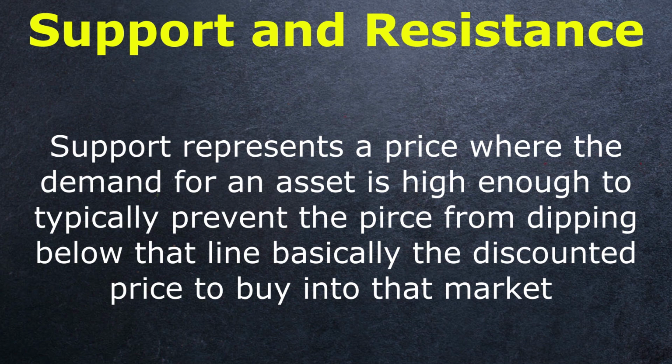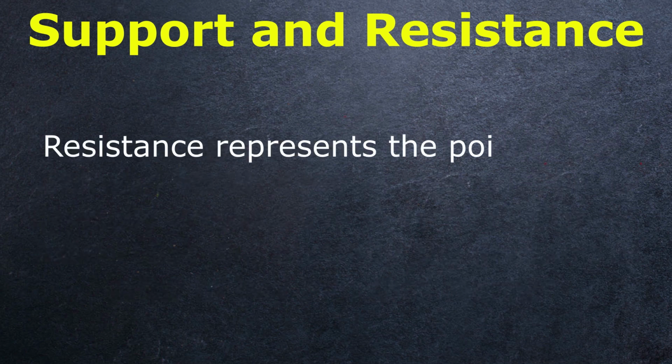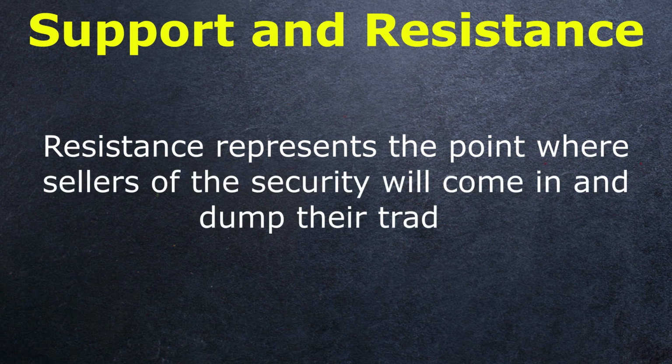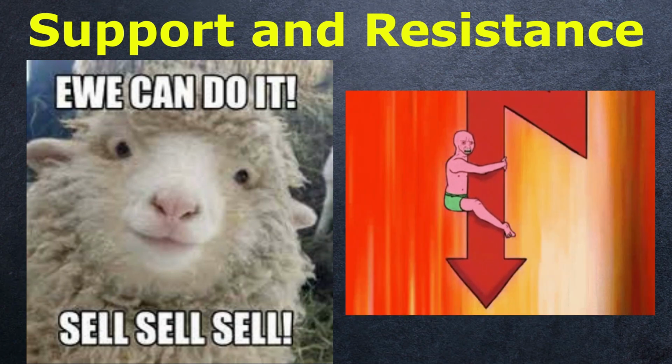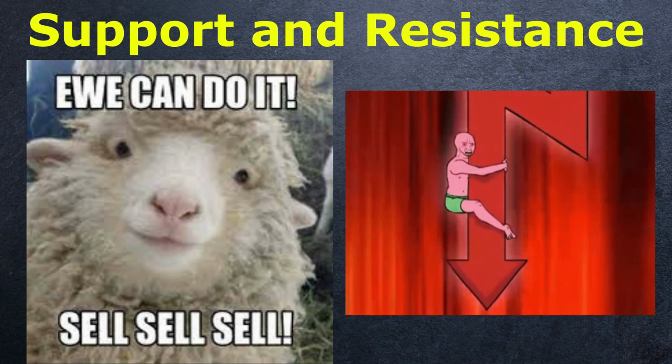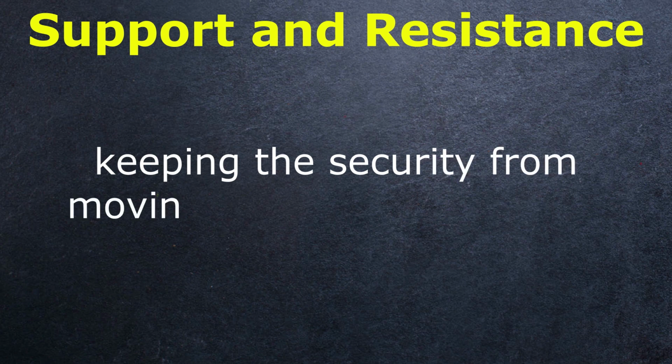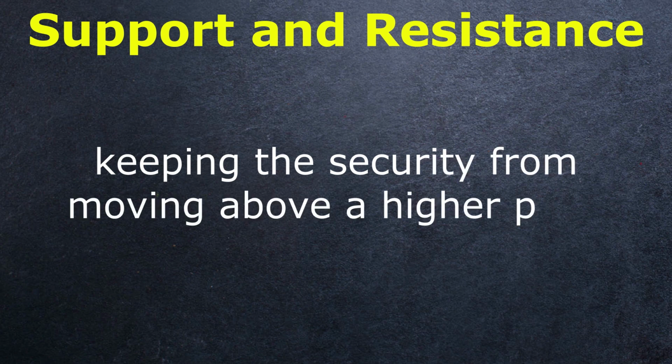Now, inversely, we have resistance, right? So resistance represents the point where sellers of an asset will come in and dump all their trades, keeping the asset price from moving above a higher price from that point. Again, that will be our premium price, as explained in the previous video.